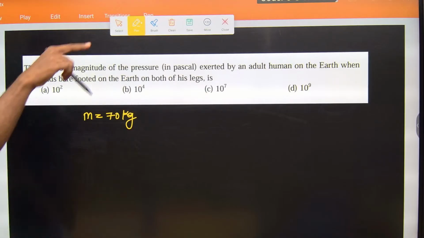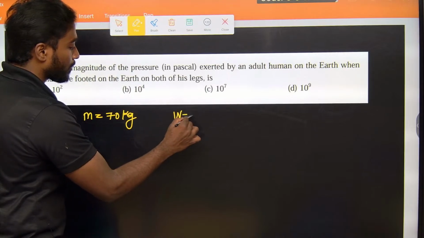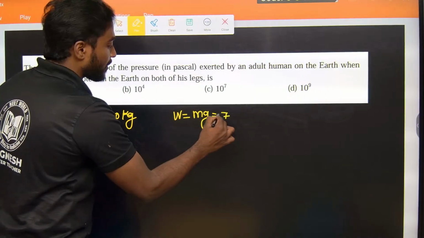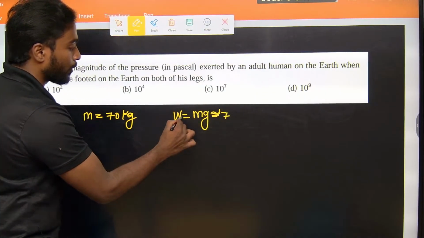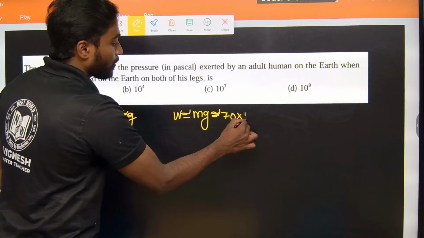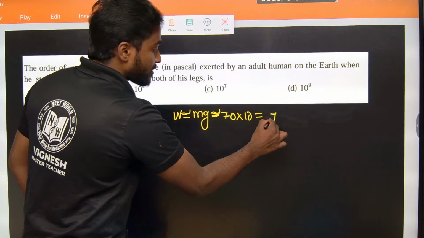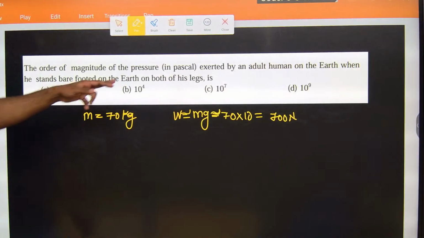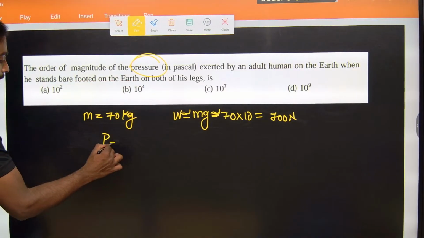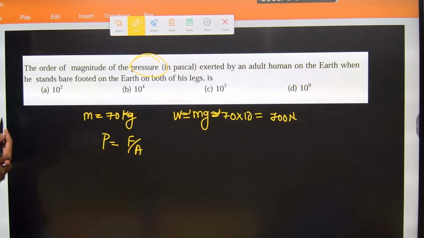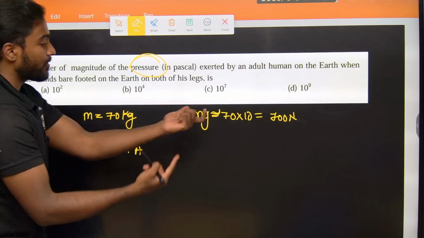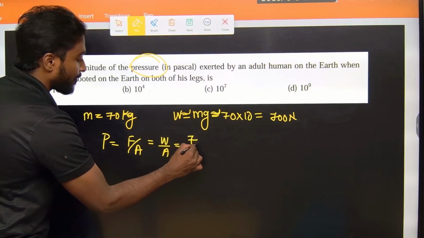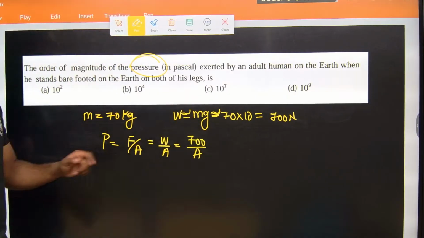Which means the weight of the person will be m into g, right? Approximately I am taking everything, so 70 into 10, which is nothing but 700 Newton. This is the weight of the given person. What are they asking? Pressure, right? Pressure is nothing but force by area. So force, that is weight. So W by A. How much is it? 700. Okay, what about area? Area of the barefoot.